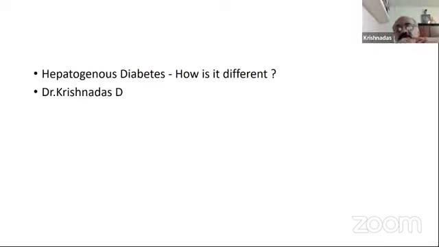Krishnadas. Yeah, we all know that diabetes and liver disease are very much interrelated. Not only does diabetes result in chronic liver disease through NAFLD, but liver disease also produces diabetes. Liver disease per se produces insulin resistance and produces a state of diabetes. So there are a few points to differentiate between these two forms. That is type 2 diabetes mellitus in a patient going on to liver disease, and a patient with liver disease who also has diabetes, which is known as hepatogenous diabetes.